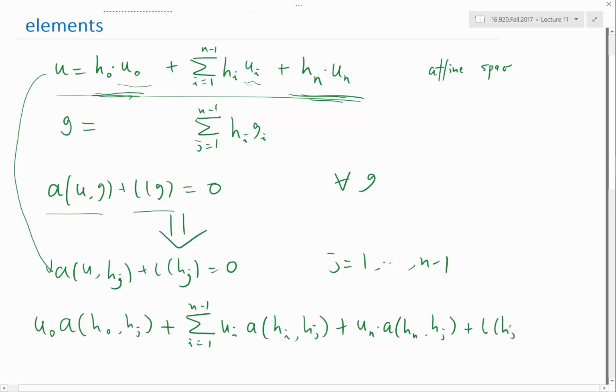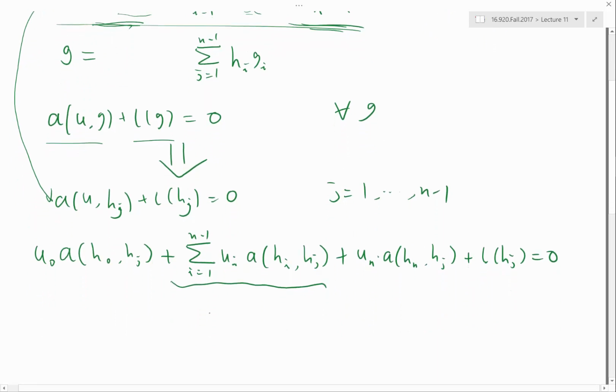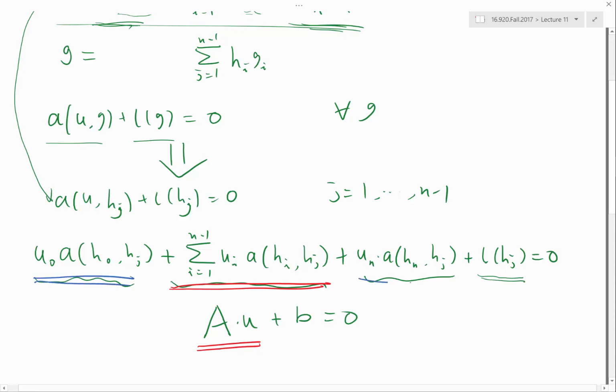And I keep the linear form. So what you can see is that this is the unknown part that is going to factor into my matrix. This is my A times U. And my B now contains both the L and the boundary terms. So let me color this by saying that this is my matrix term, and this and this becomes my right hand side.